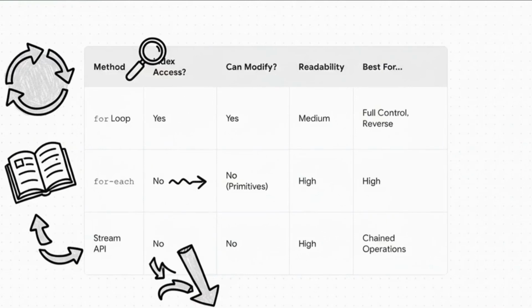Think of this table as your ultimate cheat sheet. It's your decision-making guide. Do you need the index? Classic loop, no question. Is readability for a simple pass your top priority? For each is your friend. Are you chaining a bunch of operations together? A stream is probably the cleanest, most elegant solution. Knowing this table is like knowing exactly which tool to grab for any job.